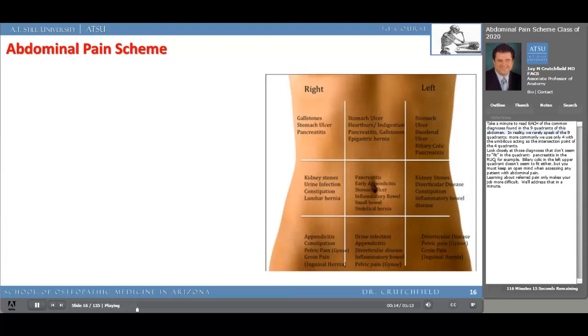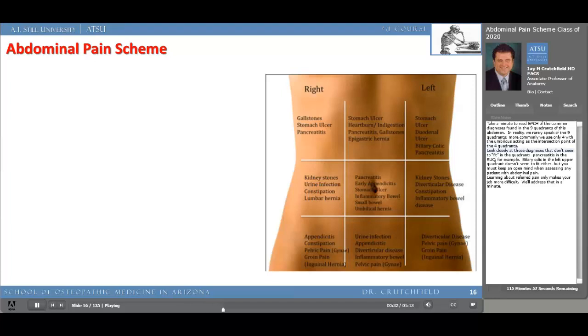Pancreatitis, for example, is in the right upper quadrant. Biliary colic in the left upper quadrant doesn't really seem to fit either, but you must keep an open mind when assessing any patient with abdominal pain. Learning about referred pain only makes your job a little more difficult. We'll address that in a minute.